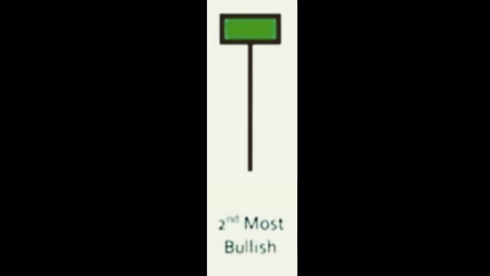This shows that sellers came in, pushed the price all the way to the bottom. Buyers rejected that and said nope, and we're going to close it at the high of day. So this is a good continuation candlestick or a good reversal candlestick. Always look for these wicks as they show signs of rejection.